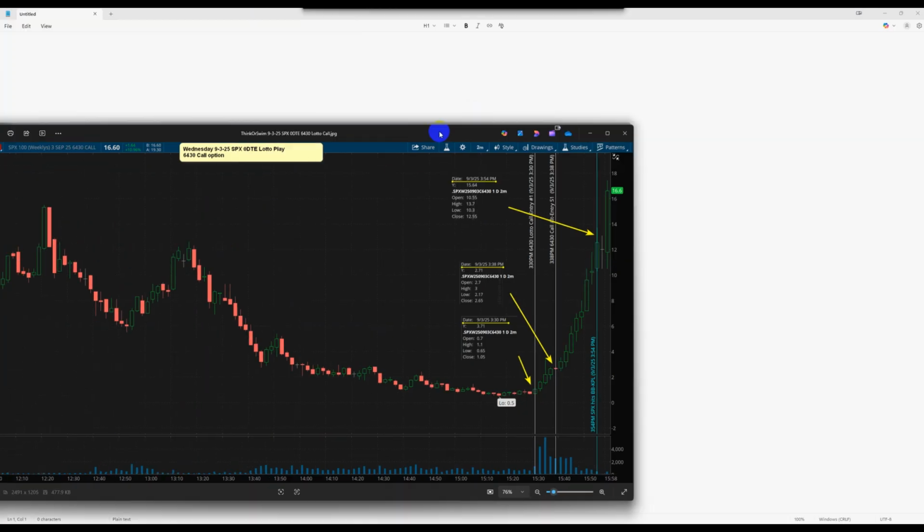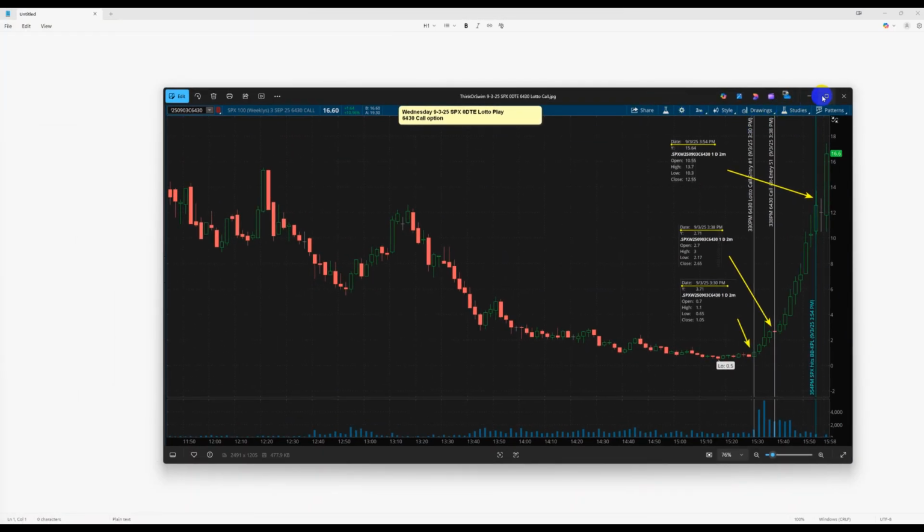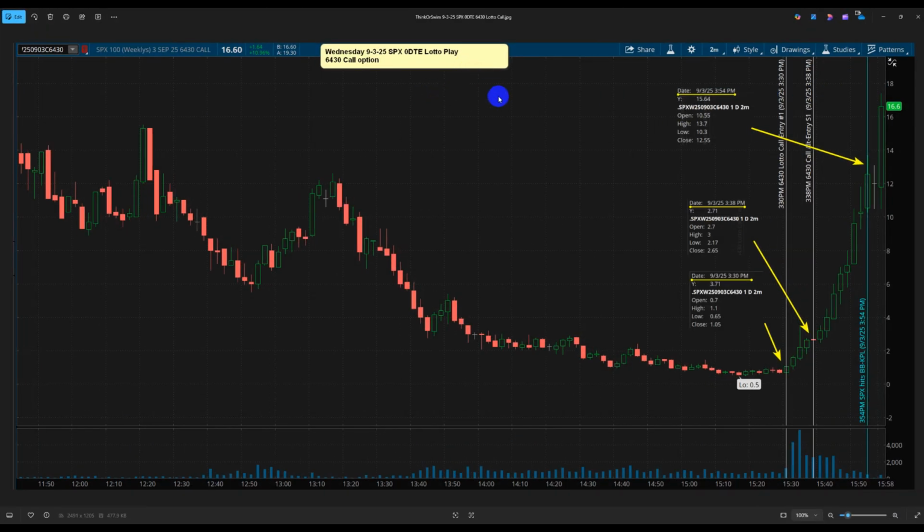Now we'll take a look at the 6430 lotto call. So if you remember, we had entry number 1 at 3:30 p.m. on the pop above the mid S1, S2 level.